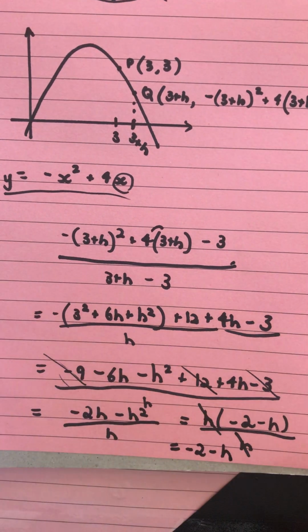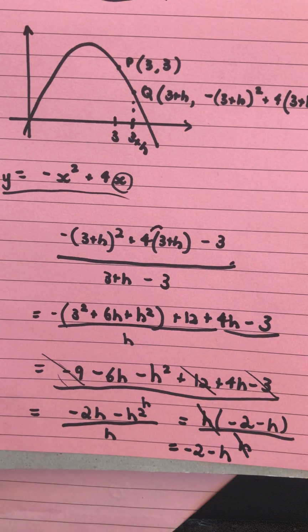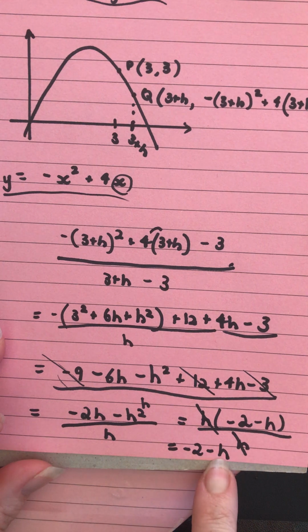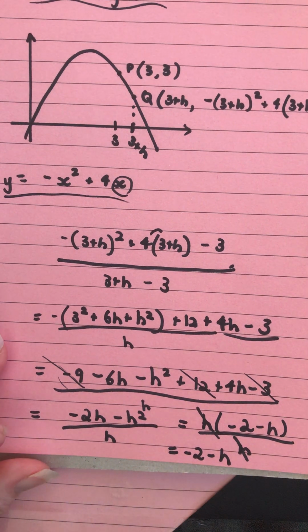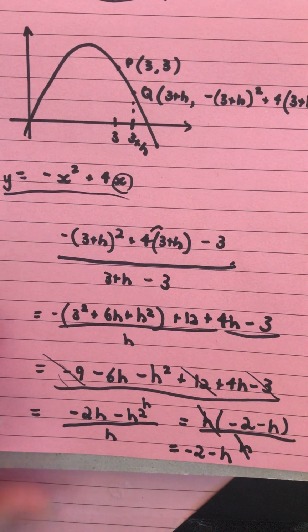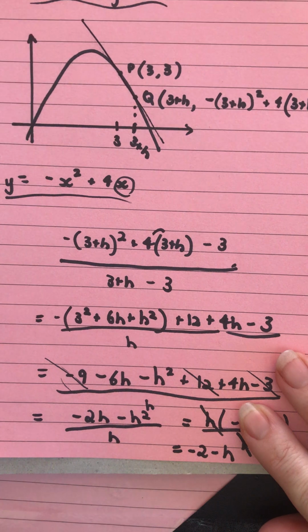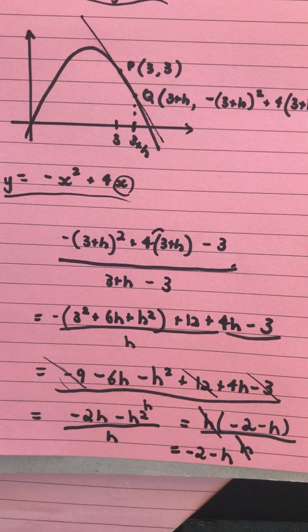take h. Now, as h approaches 0, and this is the big factor in these that we consider, so as h approaches 0, what is negative 2 minus h going to approach? It's going to approach negative 2. So that gives us our answer there. And looking at our picture, does it look like it has a negative gradient? Yes, it does. So that makes sense.